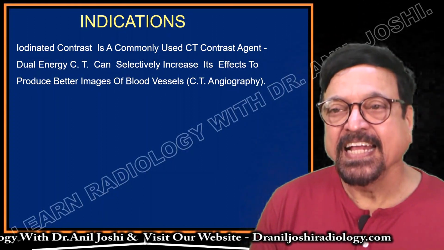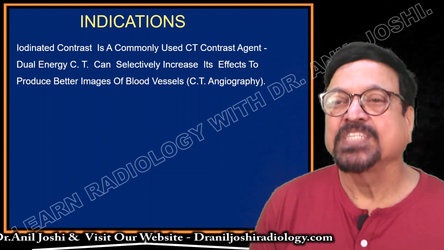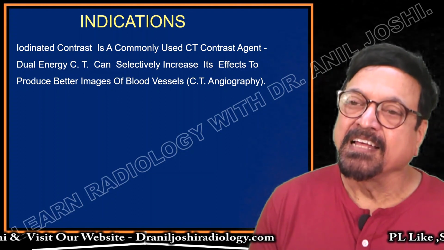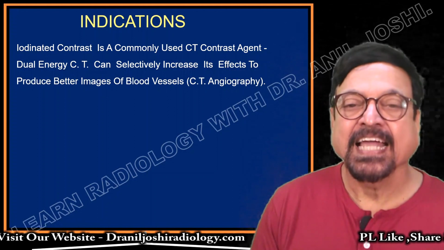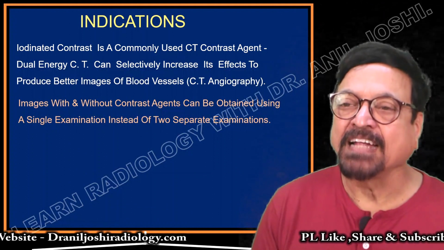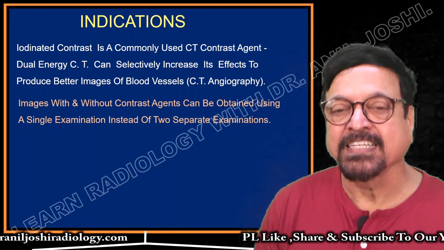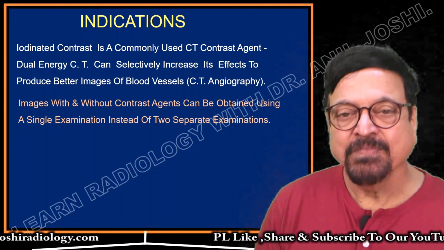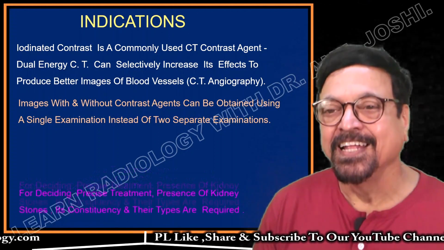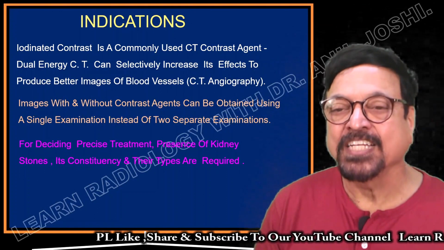Iodinated contrast is a commonly used contrast agent. In dual energy also we use it. Now the CT scan can selectively increase the effect of contrast and better images of the blood can be produced. So that application is in angiography. The images with and without contrast agent can be obtained using a single examination instead of two separate examinations. We save the time, we save the contrast, and most important thing, we save the radiation. So these are the advantages of dual energy, that we can have both plain as well as contrast in one set.